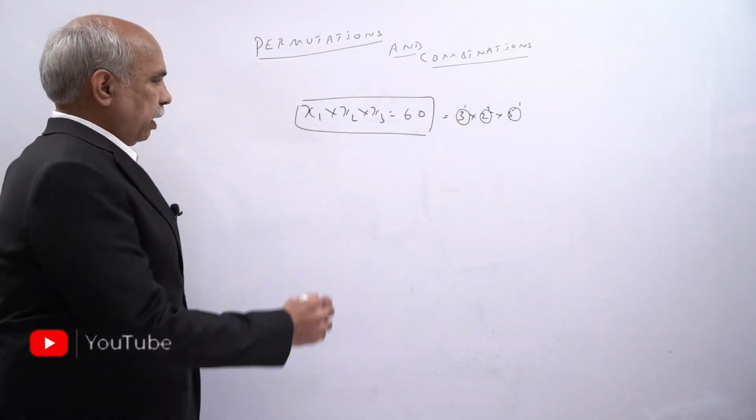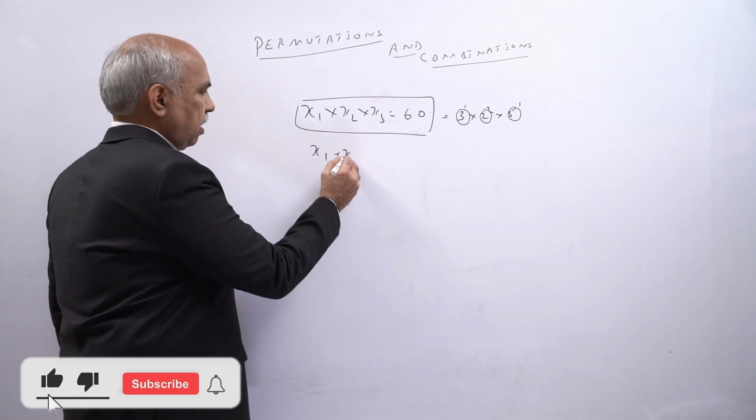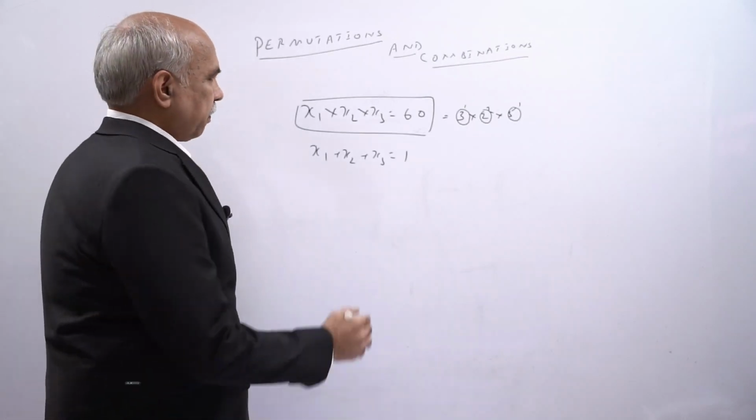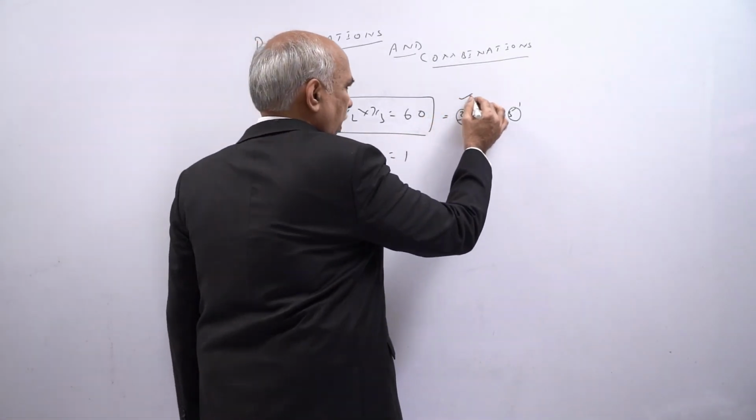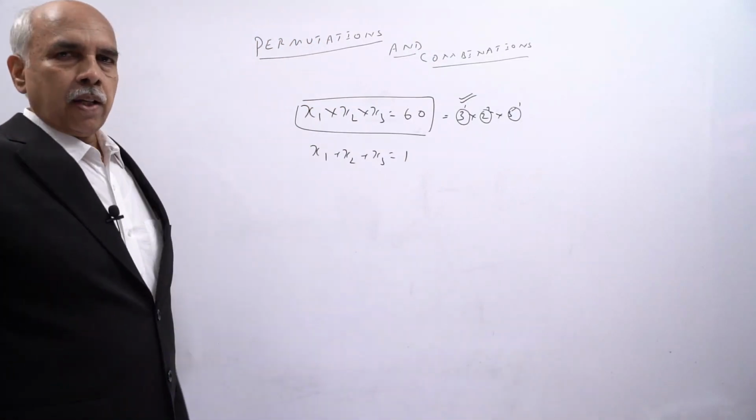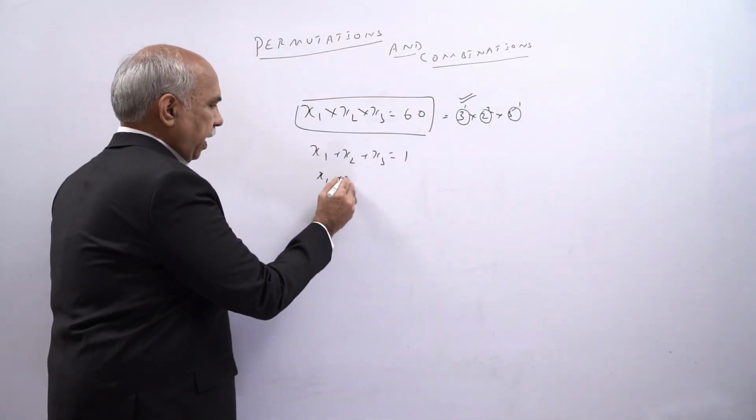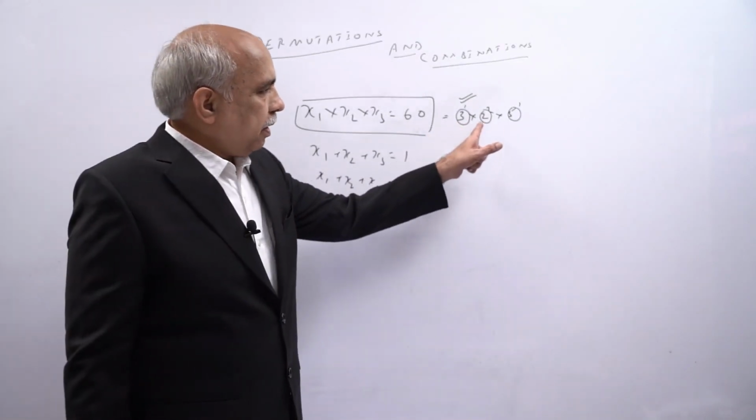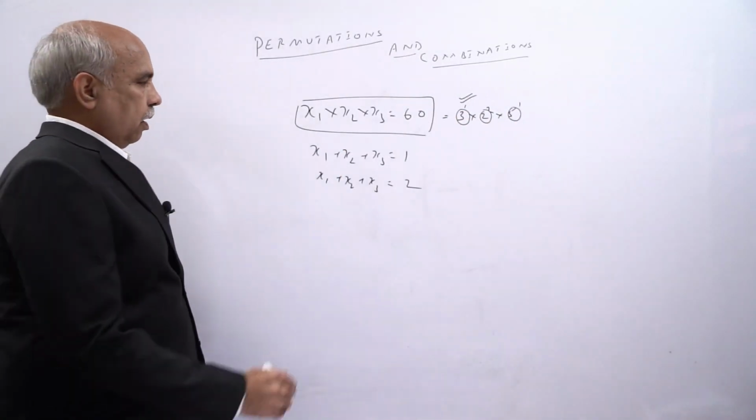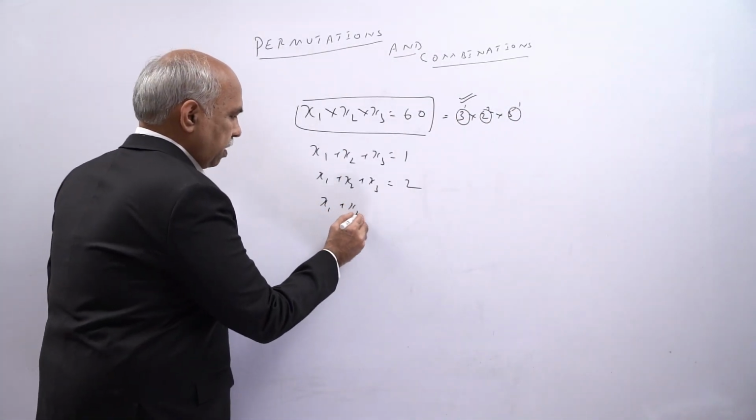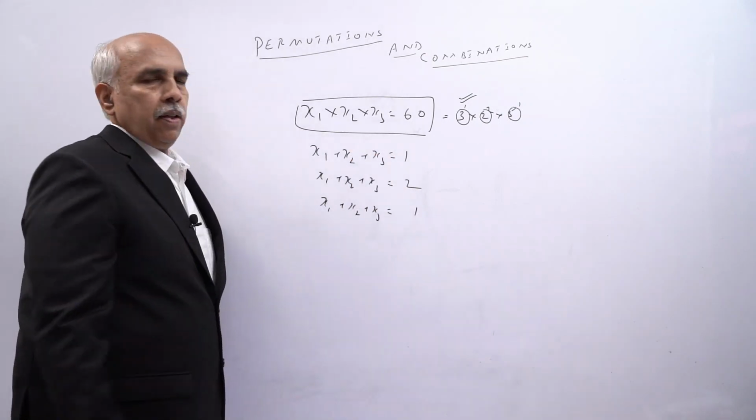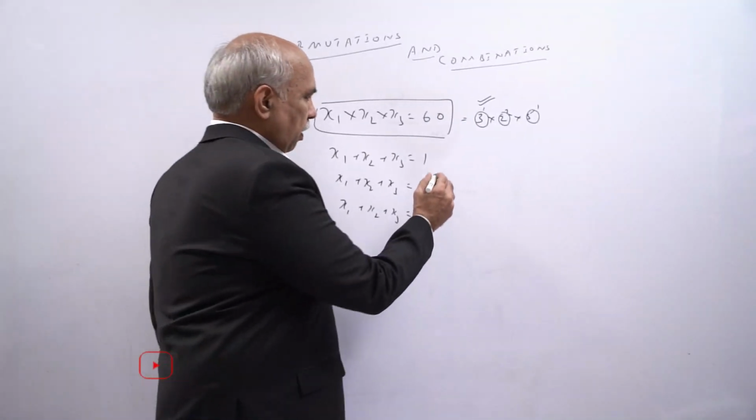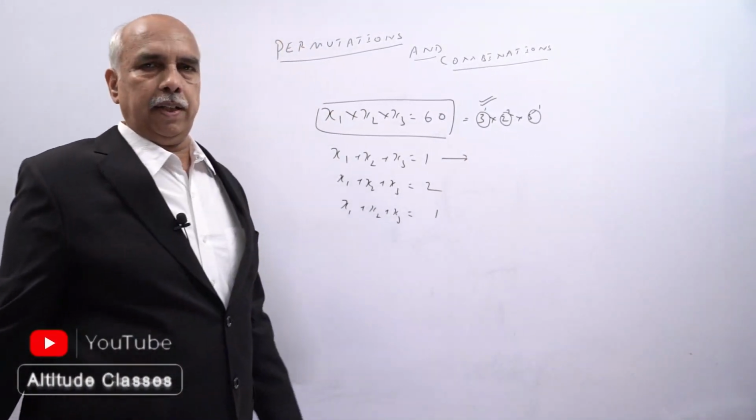That's the question. Now what I do is, I write x1 plus x2 plus x3 is equal to 1. Why 1? Because the power of 3 is 1. Second one is x1 plus x2 plus x3 is equal to 2, the power of the next number, which is 2. Then the third one, x1 plus x2 plus x3 is equal to 1. Suppose I had 5 cube, I could also write that as equal to 3. Now what is the number of solutions I want? For this I have to find out.